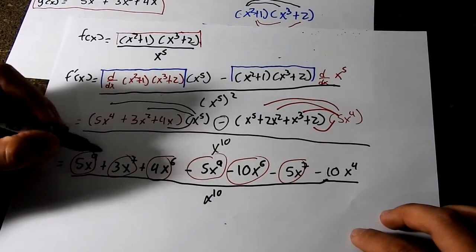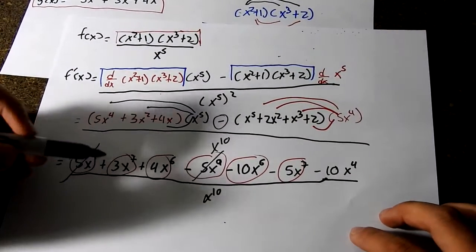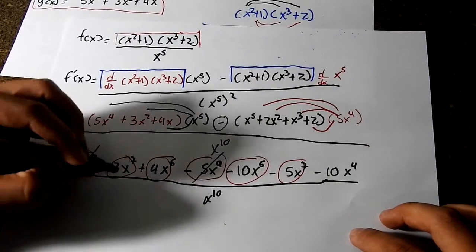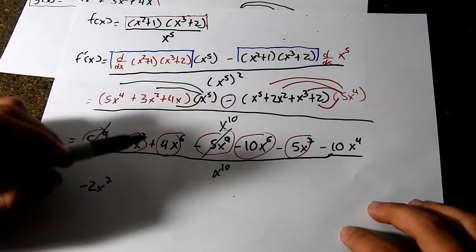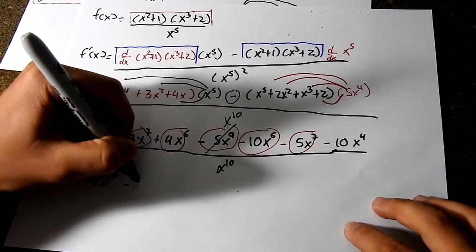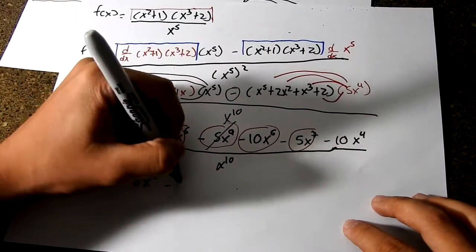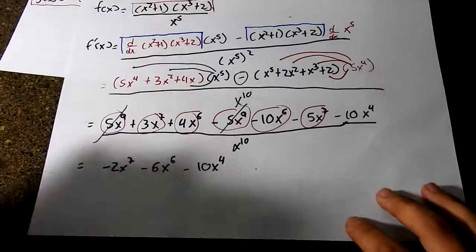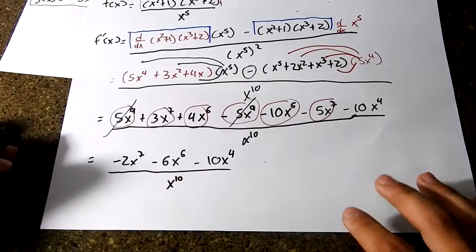So we have 5x to the ninth minus 5x to the ninth. These are going to eliminate. Then we have 3x to the seventh minus 5x to the seventh. That's going to be minus 2x to the seventh. Then we have 4x to the sixth minus 10x to the sixth. That's going to be minus 6x to the sixth. And then we just have minus 10x to the fourth. So now we're almost done. And then we have this over x to the 10th power.